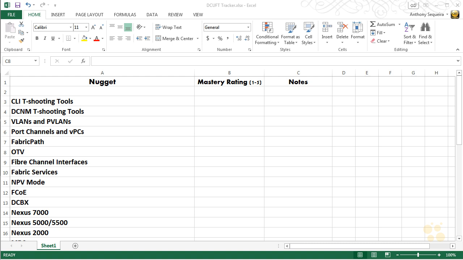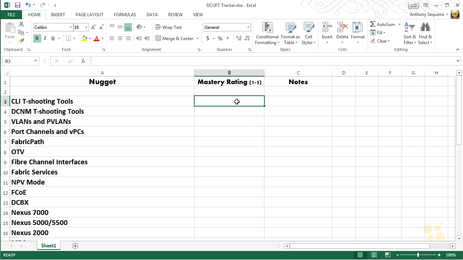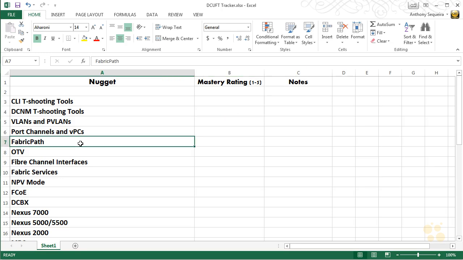in the Nugget Lab files area is your DCUFT tracker. So notice for each of the topics that we're going to be studying together, you and I, you'll be able to come in and give your mastery rating. 1 means you've never heard of that particular technology before. Probably not going to happen in this class.